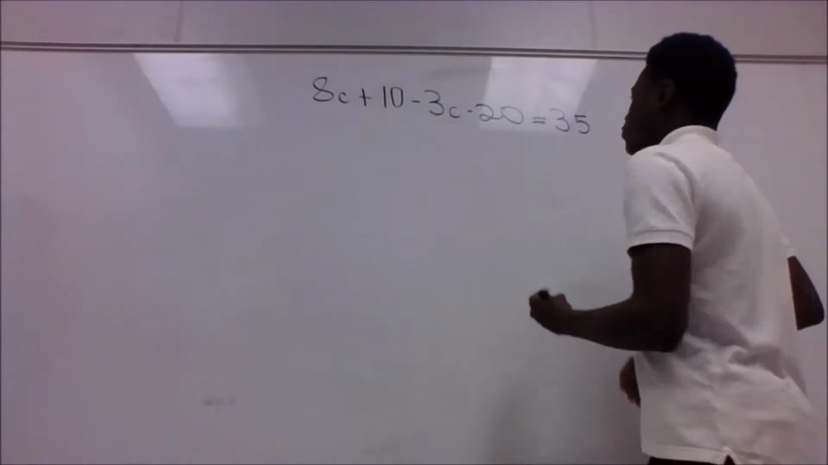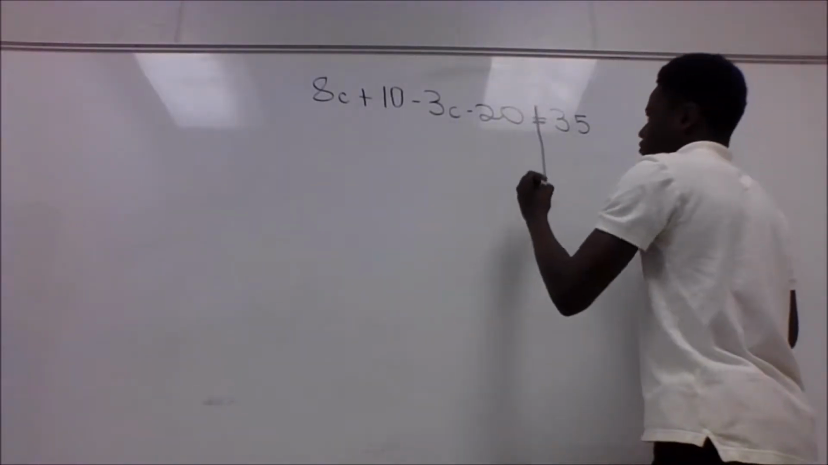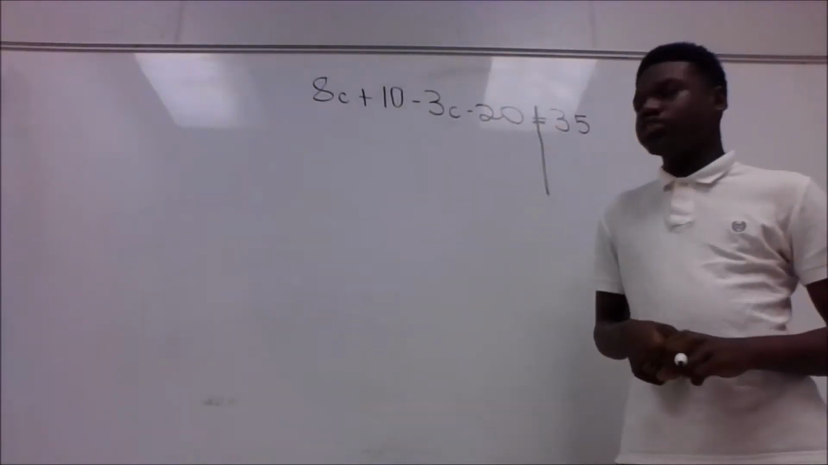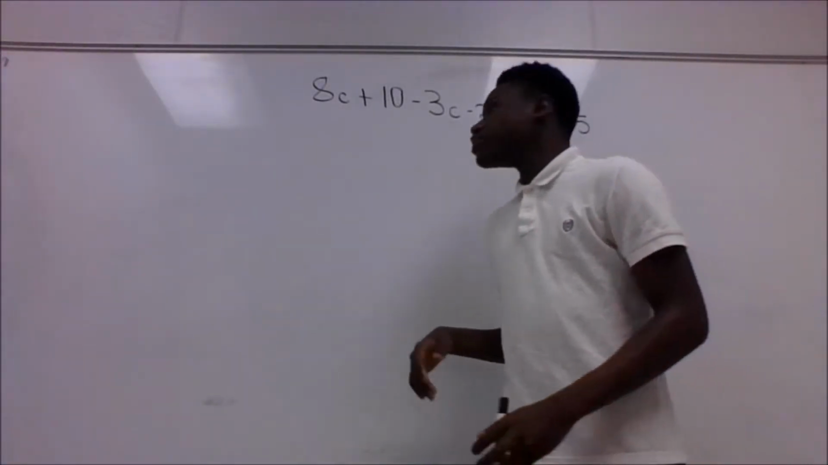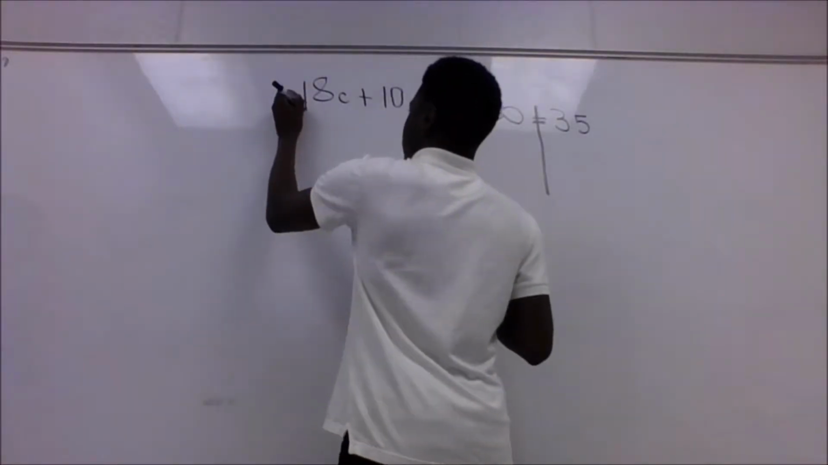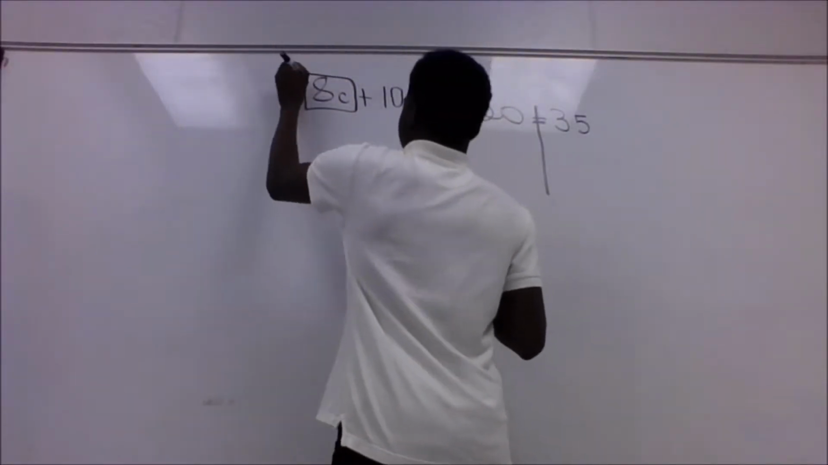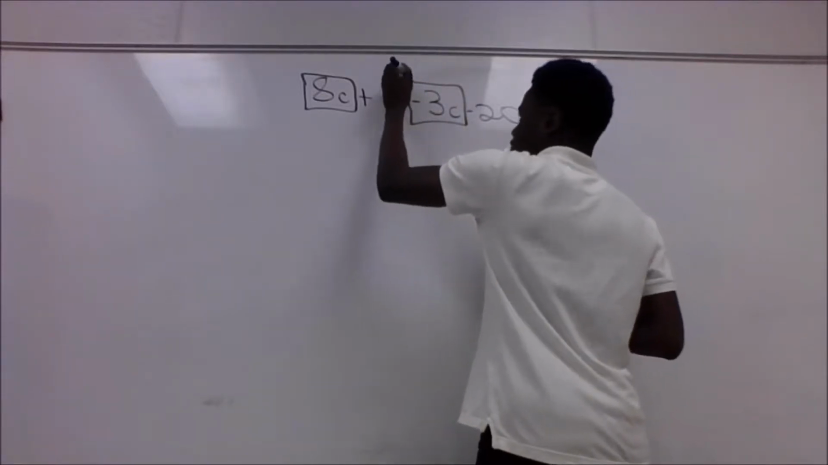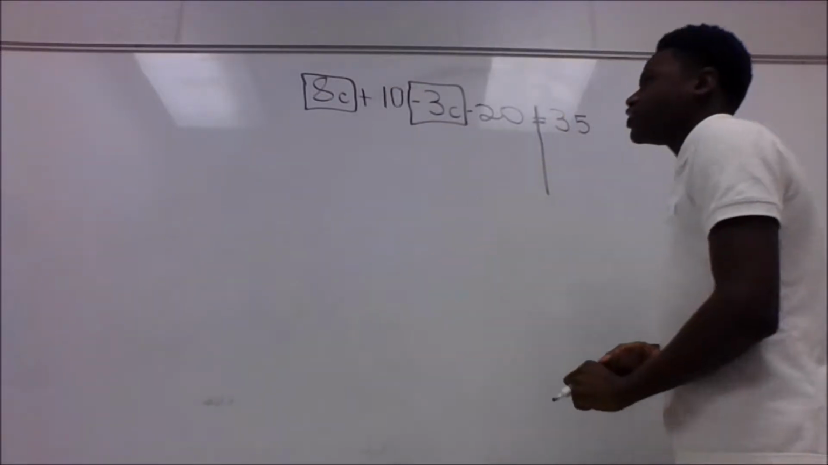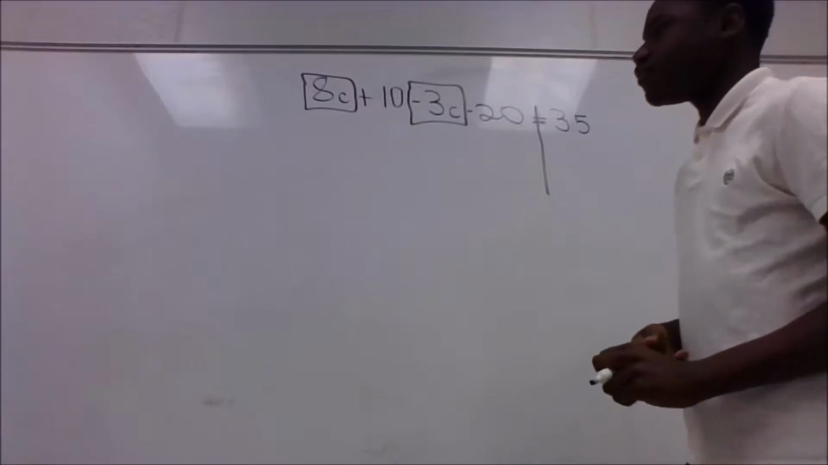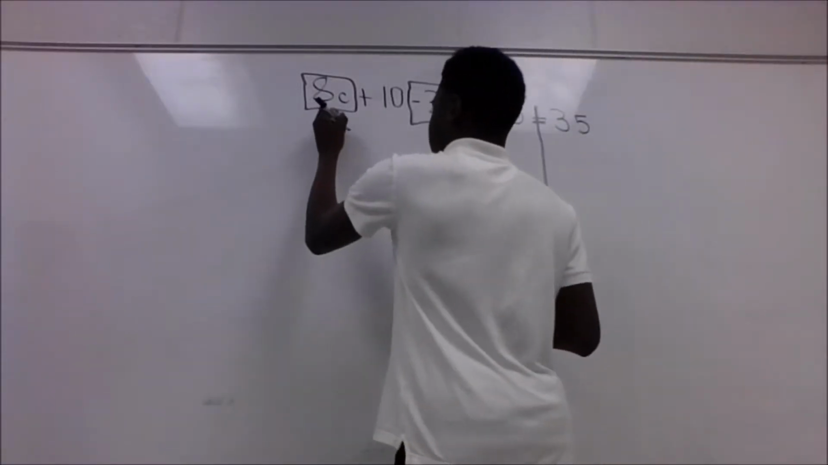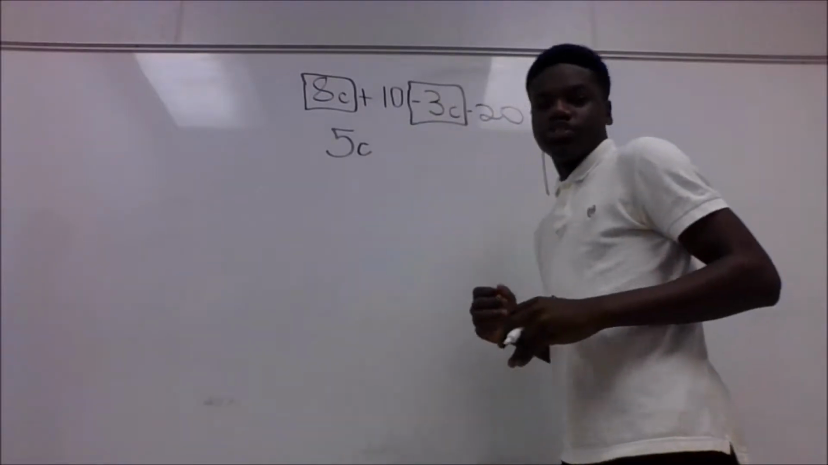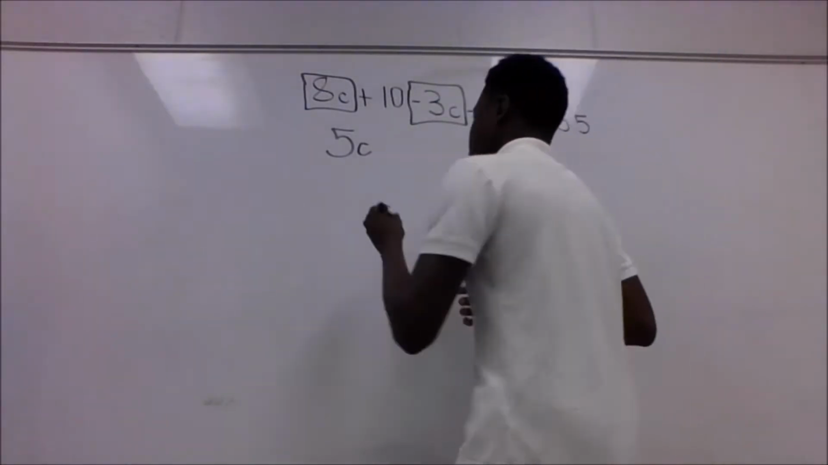Okay, so first thing you want to do, you want to draw your river. With multi-step equations, it's kind of different from the rest. You want to combine your like terms. So you want to box in your 8c, and you want to box in your negative 3c. Okay, so since it's addition, 8c plus negative 3c will give you 5c. And of course, you want to bring down the rest of your equation.